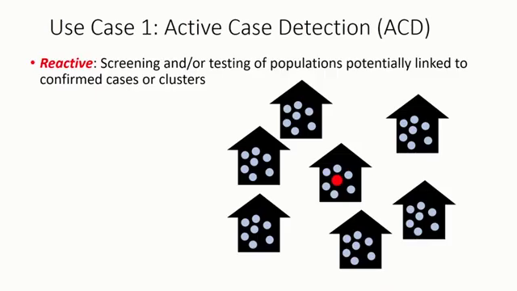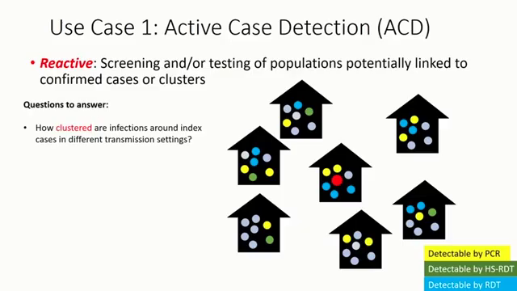Number one is active case detection. This has two flavours. The first one is reactive. The idea is that an index case will appear at a clinic, they'll be followed up by community health workers to the household, and then you'd expect a proportion of the individuals in that house and the nearby houses to be detectable by PCR. You'd probably expect a slightly smaller proportion to be detectable by HS-RDT, and then an even smaller proportion by RDT. So if you're following up that house with some sort of screen and treat approach, how many people are you going to pick up and how infectious are they?